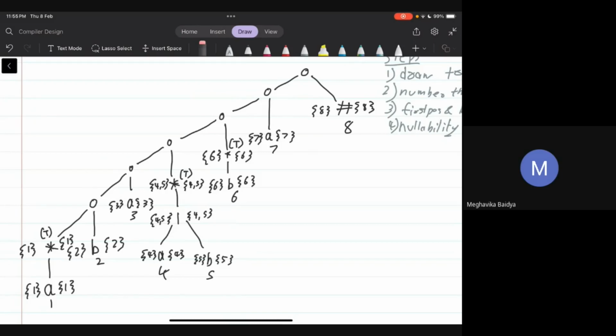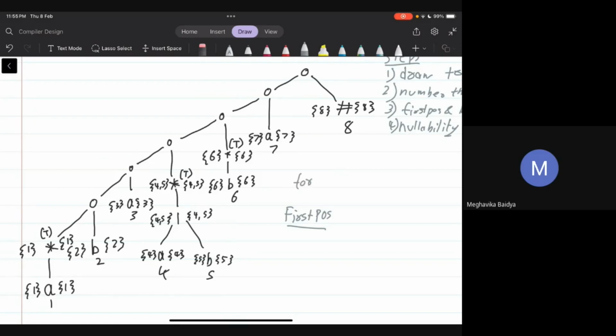For concatenation, you have to check the nullability of the left child and the right child. In the PPTs you will see it is always referred to as C1 and C2, which are child one and child two of a particular node. For this concatenation, first pos will be equal to... for first pos, you have to check the nullability of C1. For first pos of cat, I'll just write it like this.